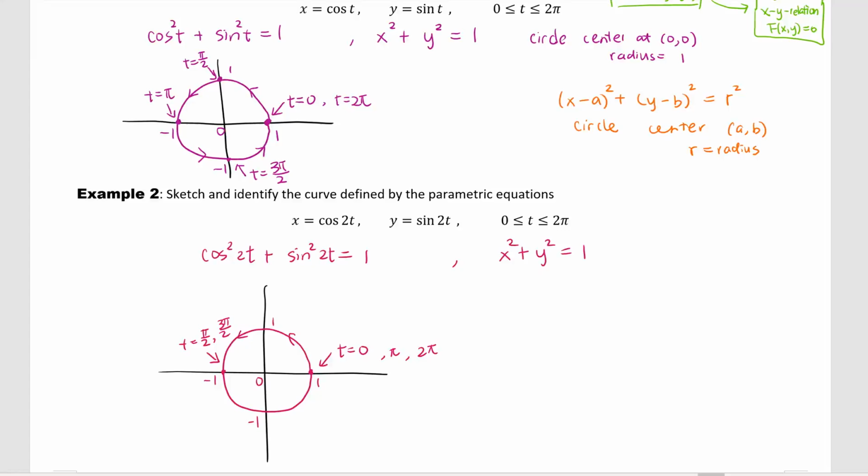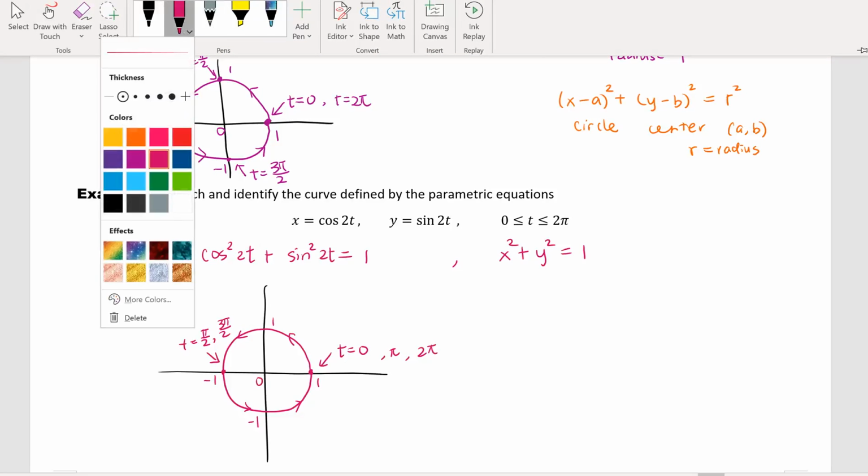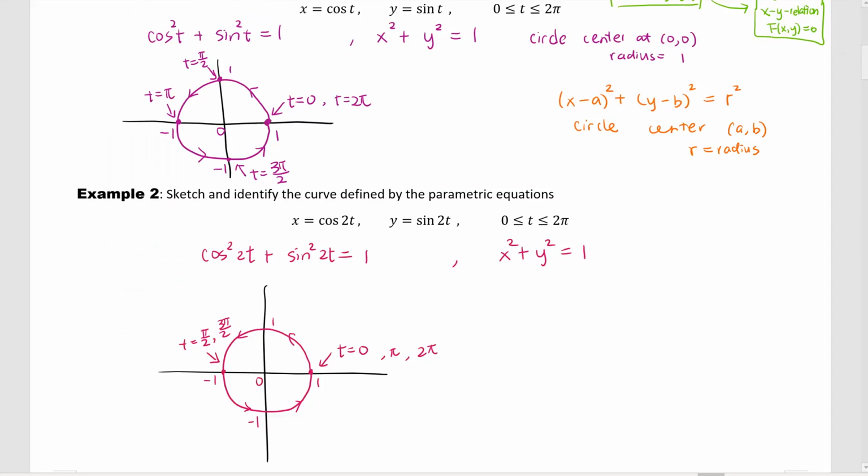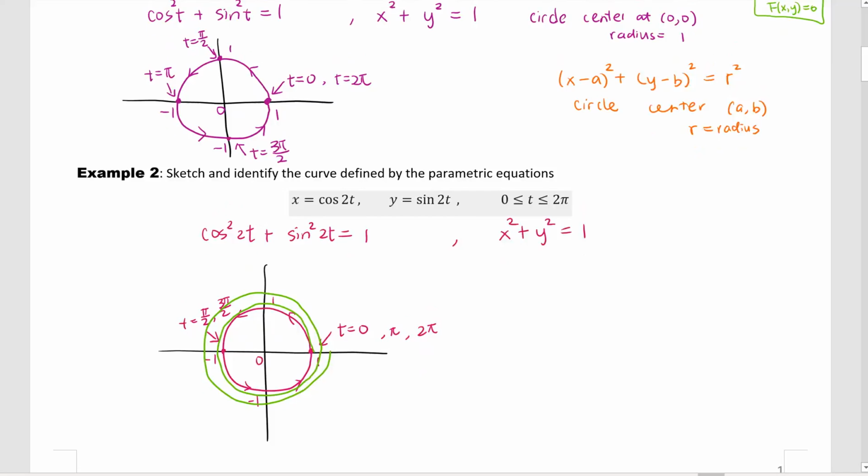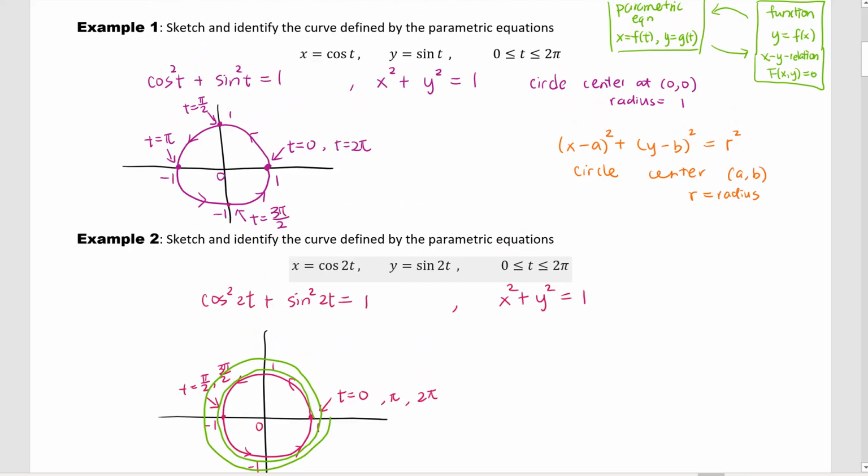So what happened with the points? Well, it actually wraps the circle twice. It wraps around once, and it wraps around one more time. Okay, and this is a picture. You can see the curve is still the same. So in example 1 and example 2, the curve is still the unit circle. But example 2 is double speed.